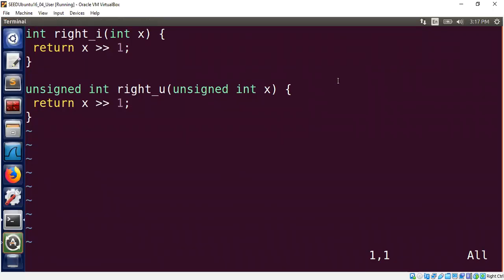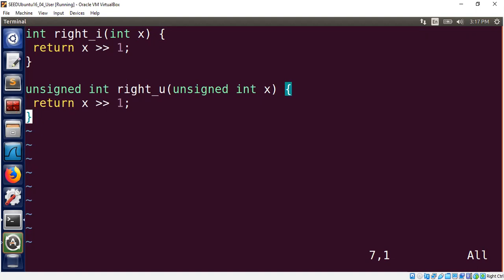Hello, welcome back. In this segment, I will explain the difference between the arithmetic right shift and the logical right shift. I have constructed a small program. right_i means it will perform a right shift by one position, taking an int x as an input. And right_u means it performs a right shift by one position using an unsigned int as an input. Okay. I stands for int and U stands for unsigned int.